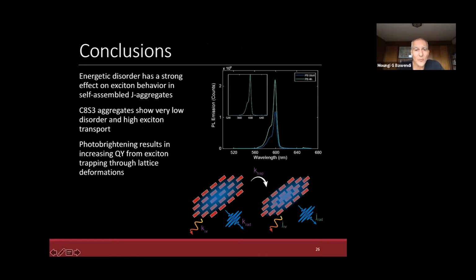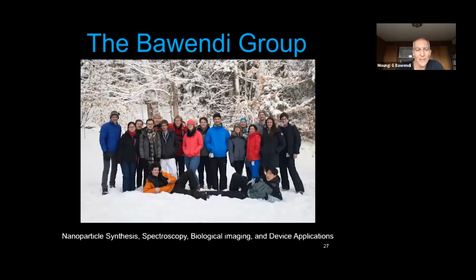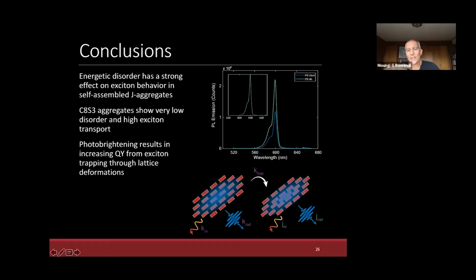And so energetic disorder has a very strong effect on exciton behaviors in these J aggregates. This particular aggregate that we study has very low disorder, very high exciton transport on the order of tens of microns at room temperature, which is really, really long, much longer than any other material that we know. This photobrightening appears to be an interaction between the wave packet of the exciton and the lattice, which creates disorder in the lattice, but a positive disorder, in the sense that it allows the excitation to get trapped without causing it to recombine non-radiatively.